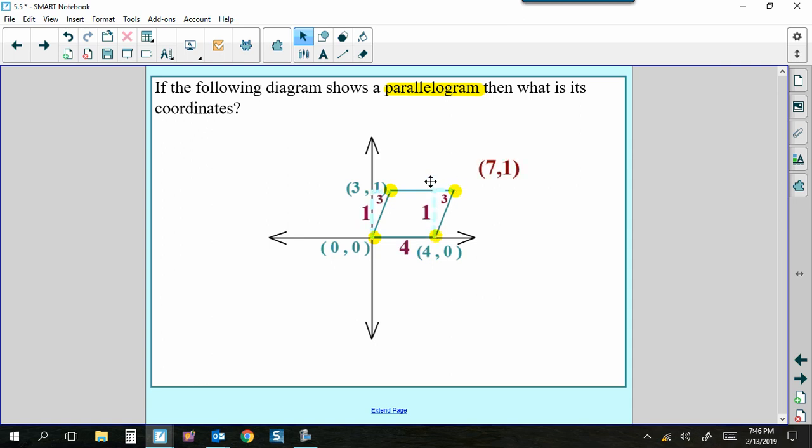Well, you're starting at 4. So if I'm at 4 and I go right 3 more, you're going to be at 7. So right here we're at 0, 0, up 1, right 3 gives you 3, 1. Here we're at 4, 0, so I would need to go up 1 and right 3 more, putting me at 7, 1.